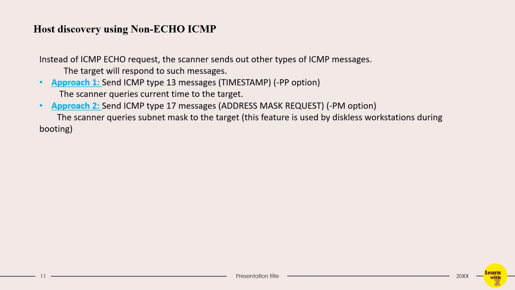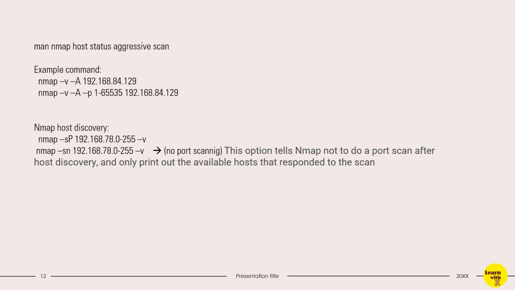The scanner queries the current time from the target, and then in approach 2, we send ICMP type 17 messages to the target. The scanner queries the subnet mask from the target. Here we use the PM option. Here are some examples of nmap commands.